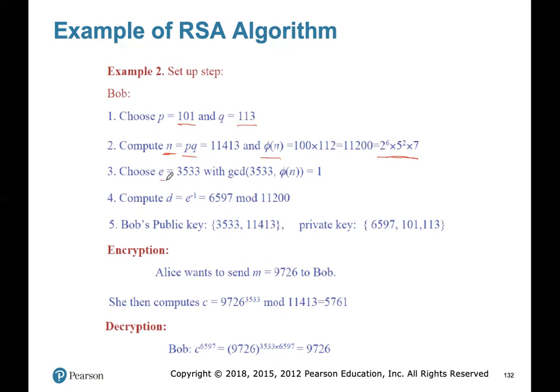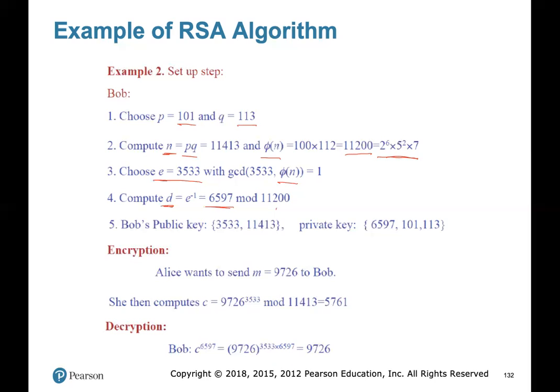So we choose E so that E is something between 1 and phi N, so it should be something smaller than 11,200. And it should have the GCD of 1 with respect to phi N. So here we use E of 3,533, and then we compute D in a way that E times D mod this number is 1. So our D is 6597. This is the D that we have calculated.